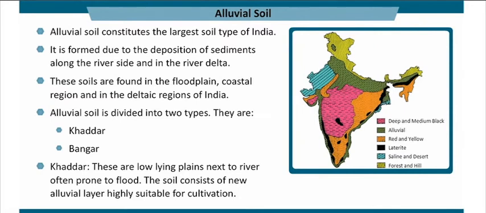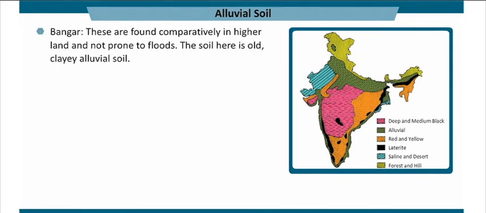Khadar. These are low-lying plains next to the river, often prone to flood. The soil consists of new alluvial layer, highly suitable for cultivation. Bangar. These are found comparatively in higher land and are not prone to floods. The soil here is old, clayey alluvial soil. The alluvial soil is highly suitable for cultivation.